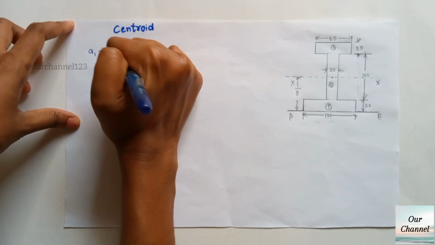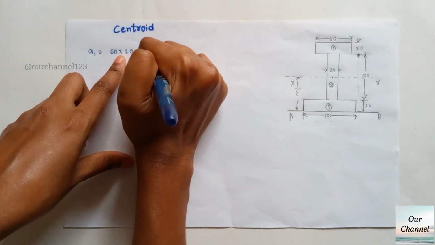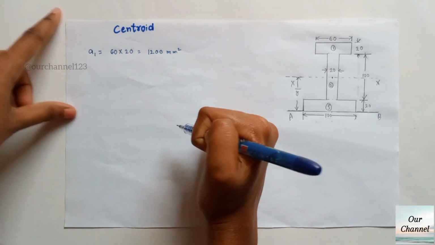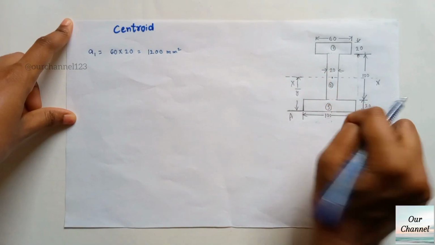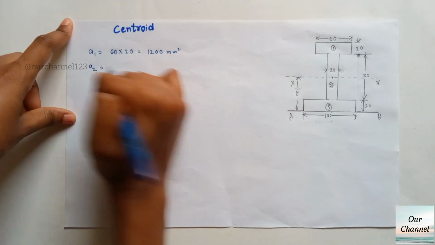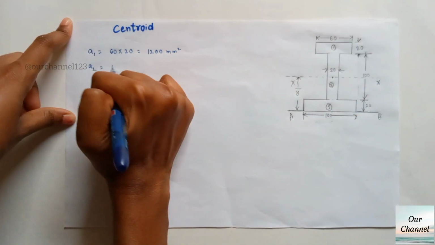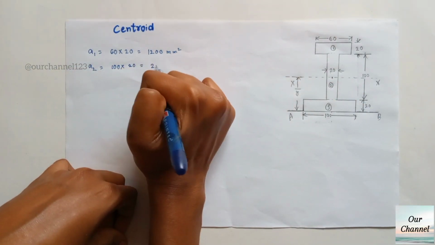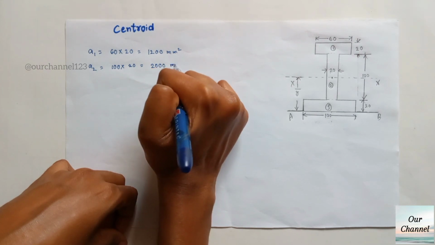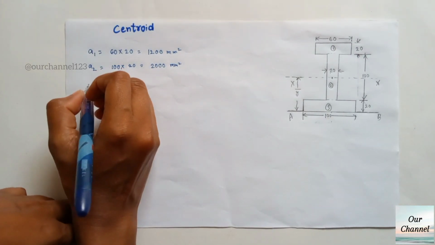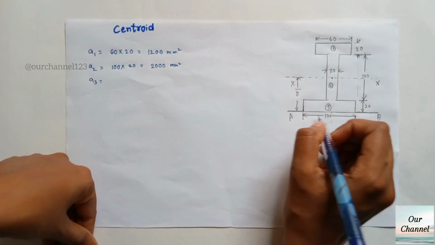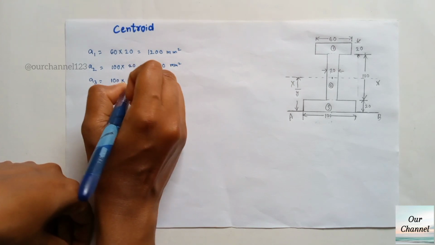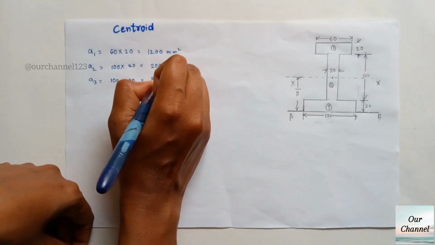Area of top flange A1 equal to length into breadth, 60 into 20, 1200 mm square. Area of the web A2 equal to 100 into 20, 2000 mm square. Area of the bottom flange A3 equal to 100 into 20, 2000 mm square.